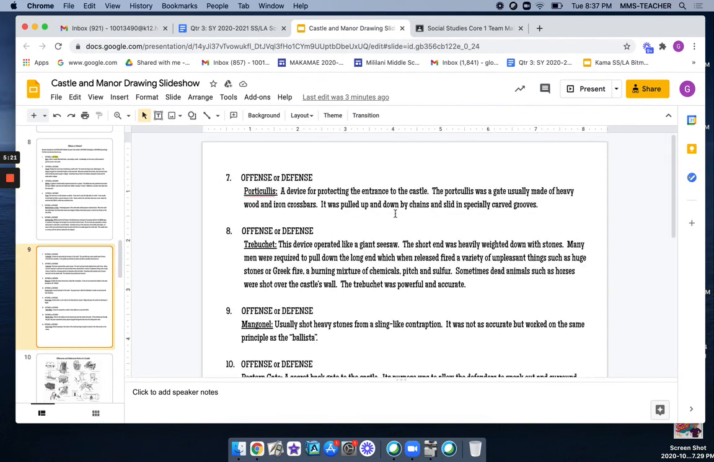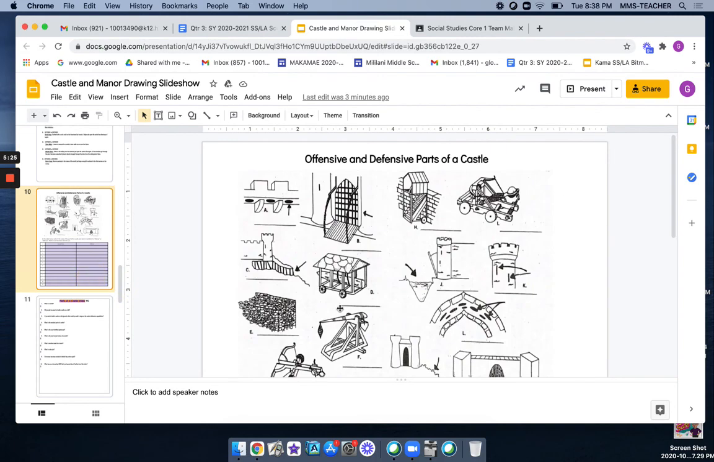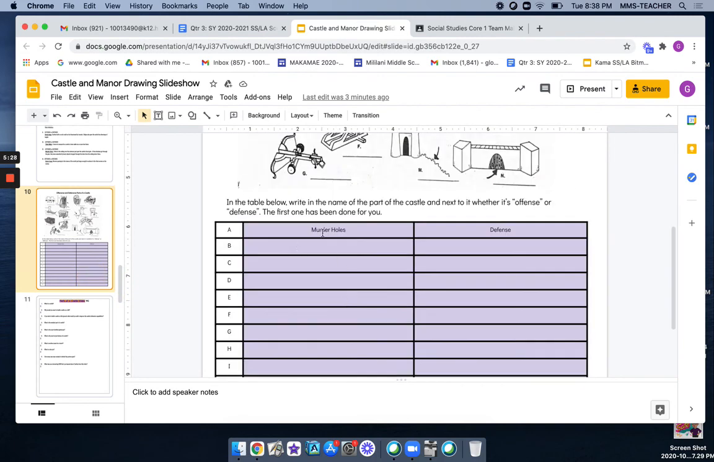Remember, each is going to be counted as a point: 1 point for describing the part of the castle it is, and another point for whether it's offense or defense.